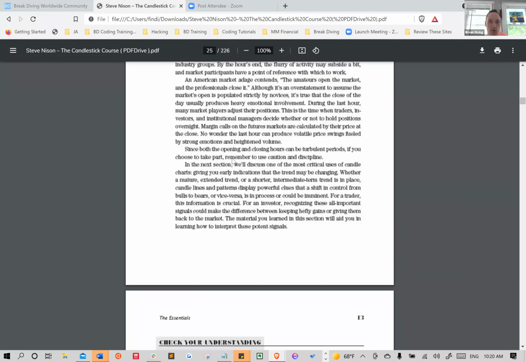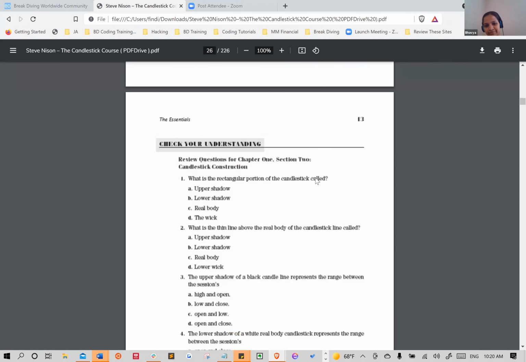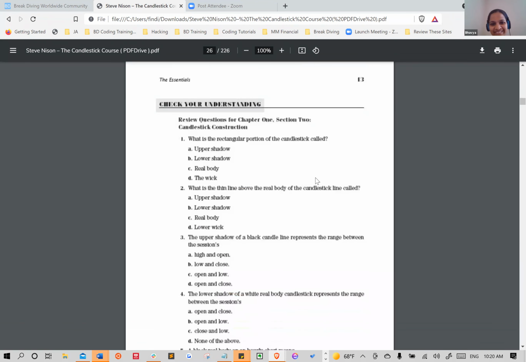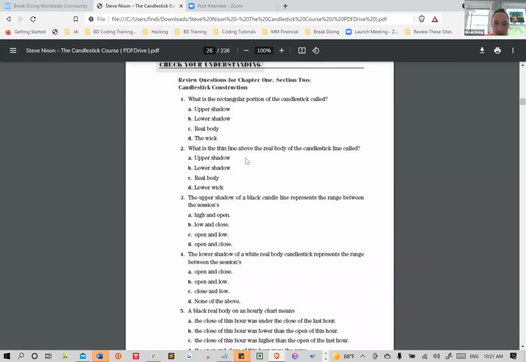So this chapter was just about the structure of the candlesticks. In the next chapter, we're going to discuss the early indicators that the trend may be changing. But before we do that, we'll do the quiz again like we did last time, which was fun. All right, what is the rectangular portion of the candlestick called? The real body. What is the thin line above the body? The upper shadow.